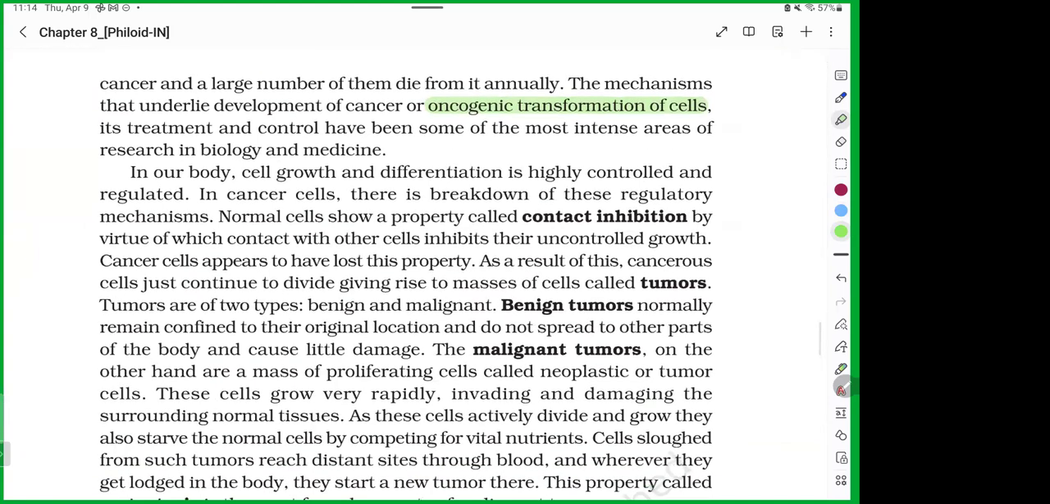Correct? To understand this, we should know how cell growth and differentiation occur, because it is a highly controlled and regulated process. In case of cancer cells, this normal mechanism breaks down. Normal cells show the property of contact inhibition, in which when one cell comes in contact with another cell, there will not be unlimited, uncontrolled growth. Cancer cells lose the property of contact inhibition. Because of that, cancer cells continuously divide and give rise to a mass of cells. This mass of cells is known as a tumor.